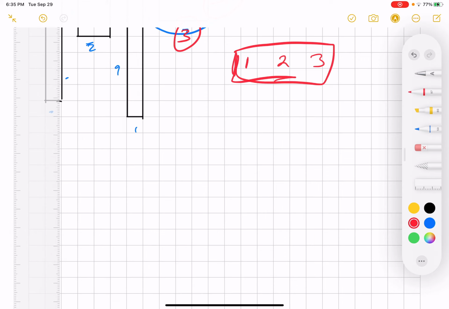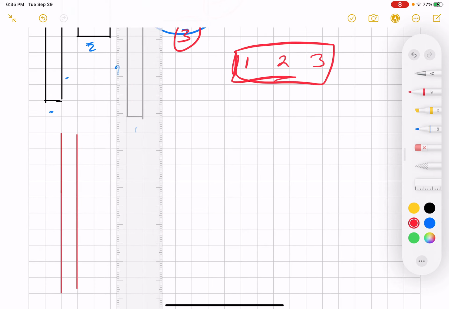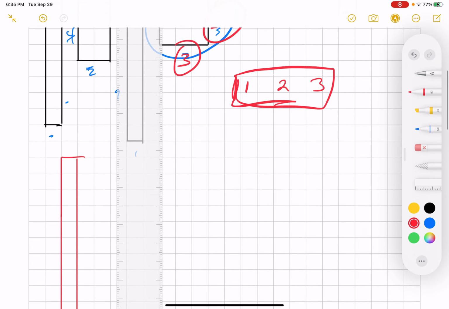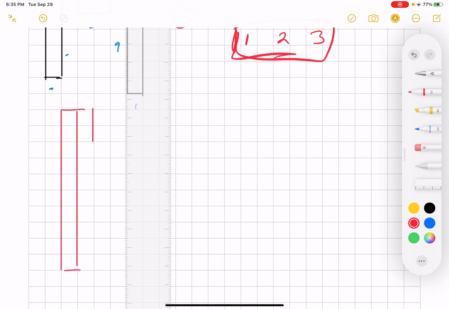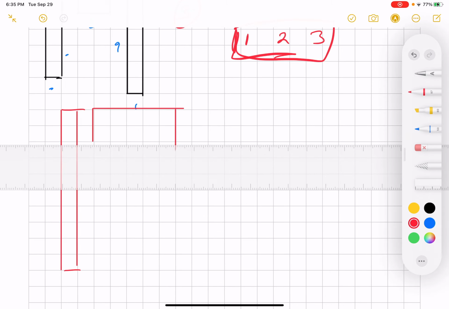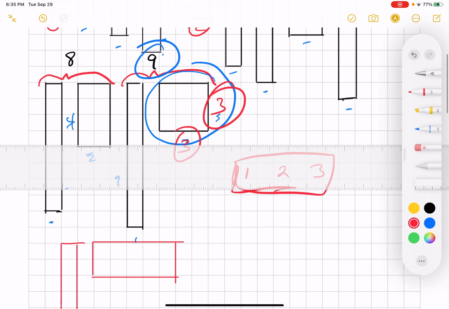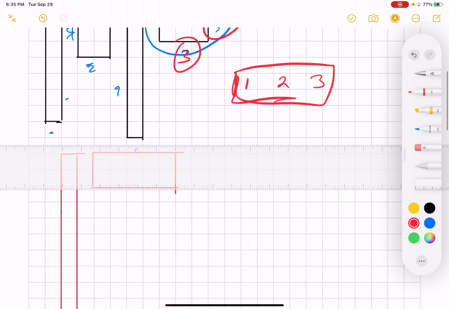So 10, I would draw 1, 2, 3, 4, 5, 6, 7, 8, 9, 10, okay? And then I would have 2 times 5, right? 3, 4, 5. And then I could draw all of these out if I wanted to. But something that we noticed right up here is that we're using these numbers to multiply by themselves. So we've already found 3 perfect squares.